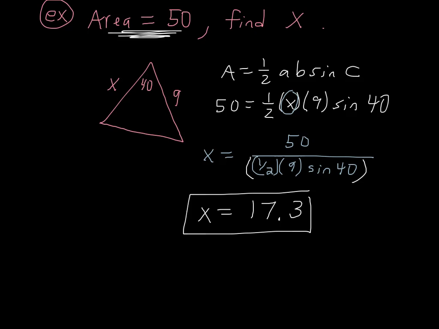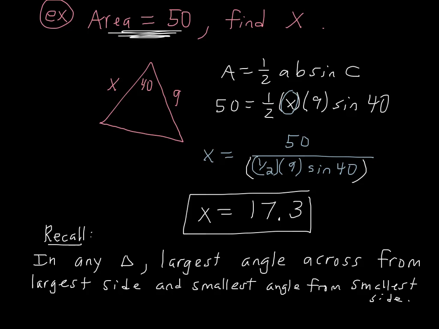Just one reminder, this really has nothing to do with the area of a triangle, but it's something you might see in a practice problem. So again, quick reminder, in any triangle, the largest angle is always going to be across from the largest or the longest side. The smallest angle is always going to be across from the shortest or the smallest side. Okay, just a reminder, you'll see it in a question.